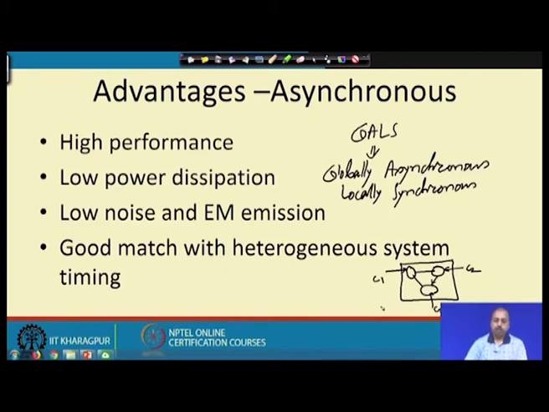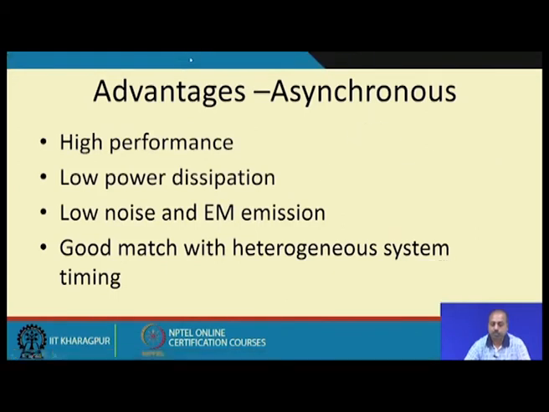This type of design has become very popular, because it combines the advantages of synchronous design, that is the ease of design, and the advantages of asynchronous design, where you do not have to have a global clock signal and the high power consumption that comes with it. So, they are not there. That way this GALS style of design has become quite common.